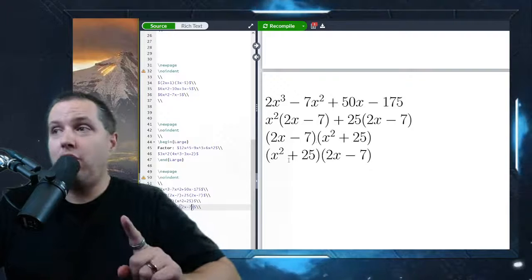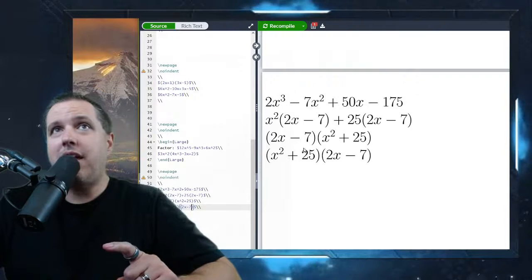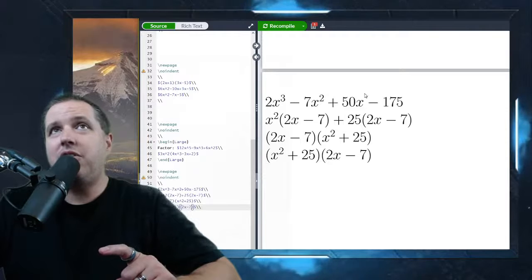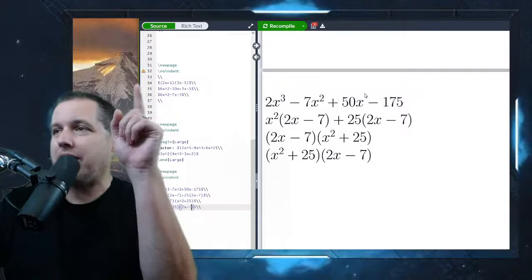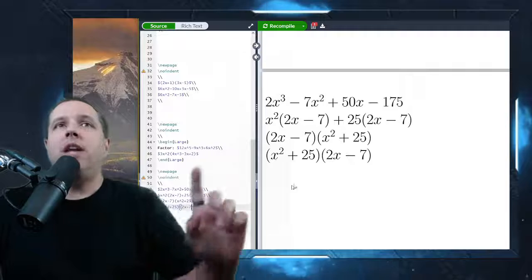I'm kind of skipping the step because we're getting low on time here, but remember what we should do: double check it by multiplying this out. So I would just FOIL this, and if I got the thing at the top, I'd know I did it correct.